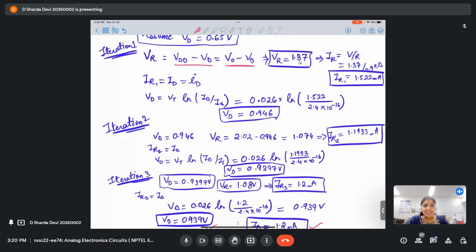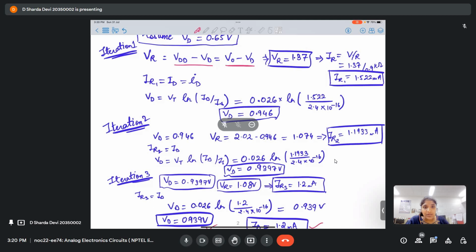Okay. So, dear students, do you have any doubts? Yes, please go ahead. Yes, ma'am, in the second iteration, it was 1.193 milliamp. You have missed it, 1 milliamp in the second iteration. Yes, it's 1.193 milli only.